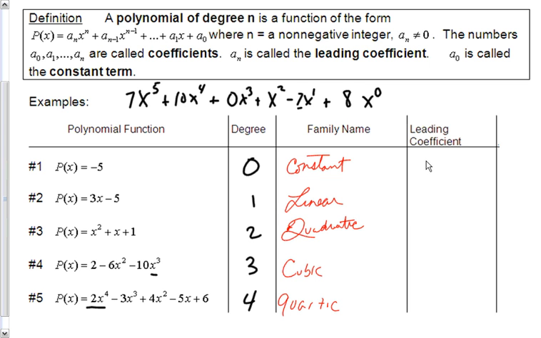The leading coefficient is just the number in front of the biggest term. So like in this one, it's just -5. In this one, it's the number in front of the x term, which is 3. The number in front of x squared for this one is 1. The number in front of this one is -10. Yes, it can be negative.